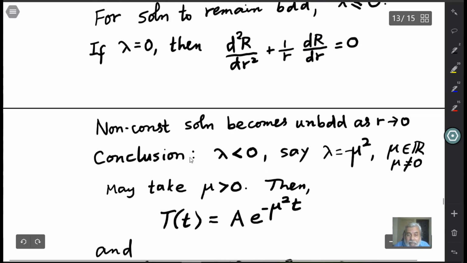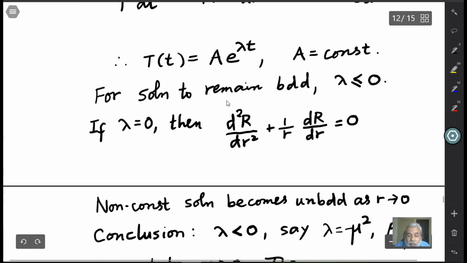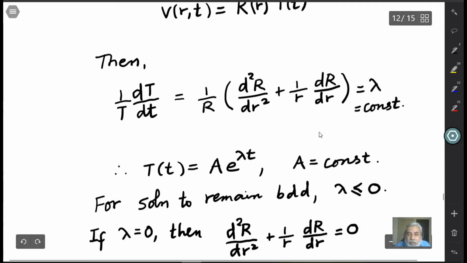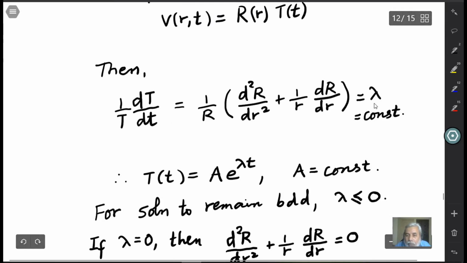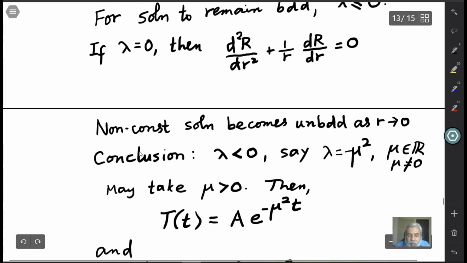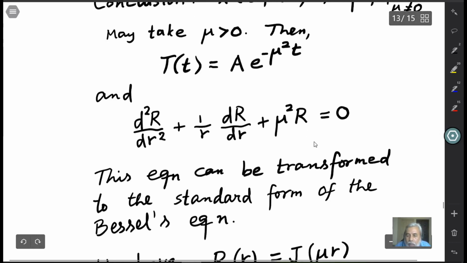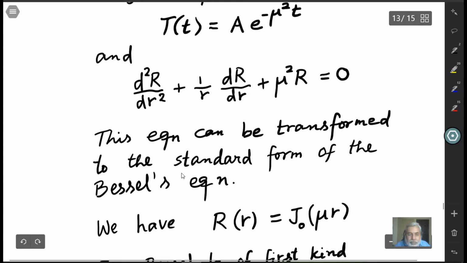Okay, and then for the solution for capital T, we get T(t) is equal to e to the minus mu square t. And what about the equation for R? Now we put lambda equal to minus mu square, and then the equation for capital R is R'' plus 1/r R' plus mu square R equal to 0. Okay. And so from here we start the journey to Bessel's function.